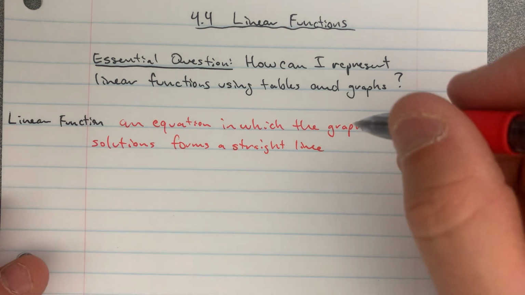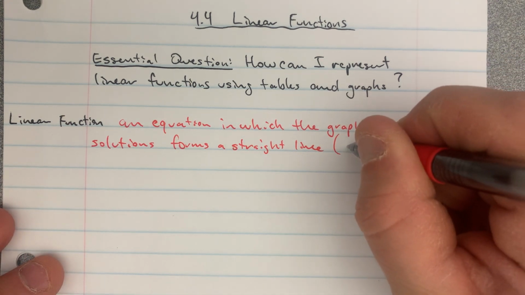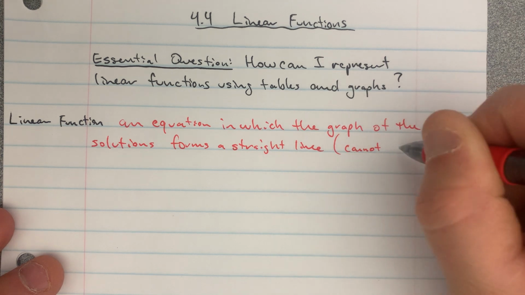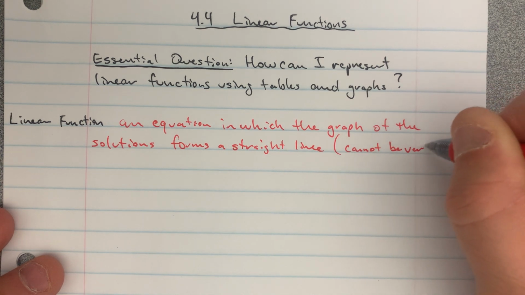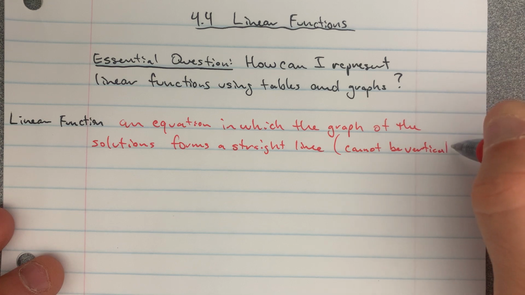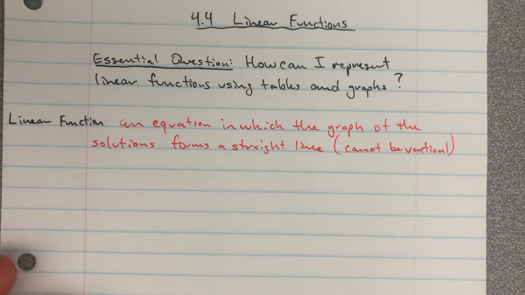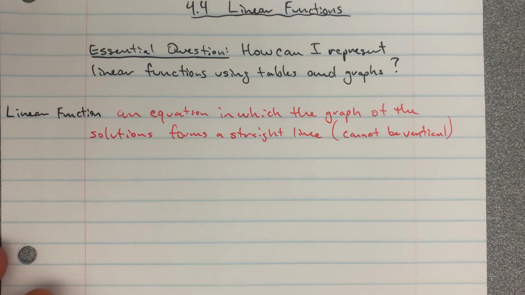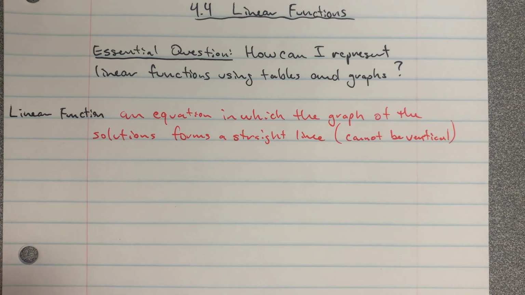The only thing is, I'm going to put in parentheses here, it cannot be vertical. That line cannot be straight up vertical, up and down. And if it is, then that's going to show that an input has more than one output, and we've learned that that is not a function.